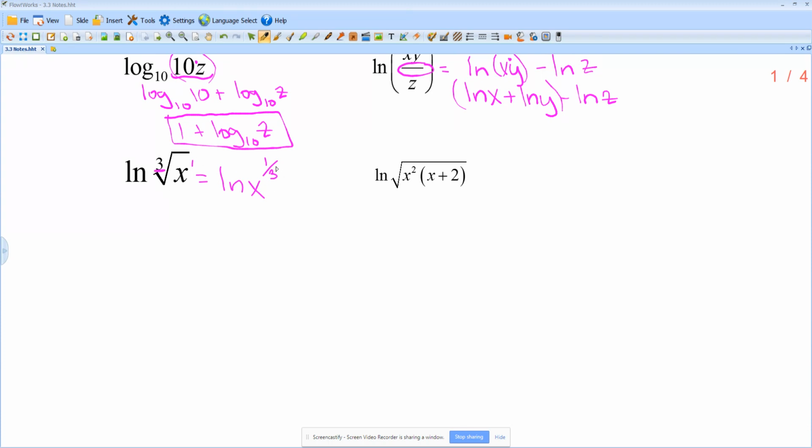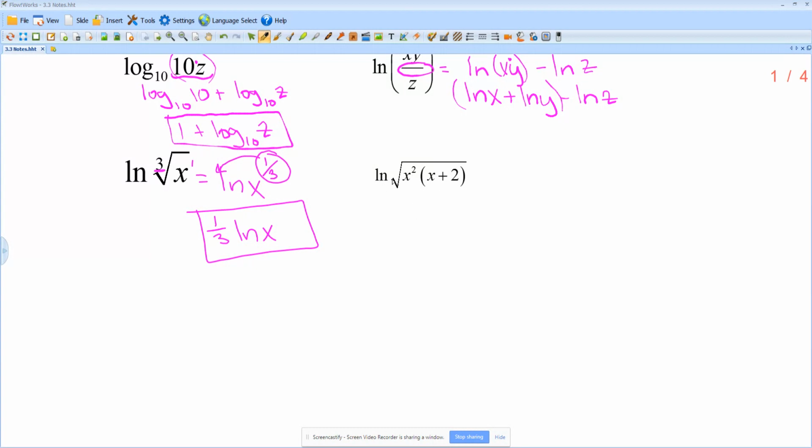Now, using our properties of logarithms, this 1/3 can come down as a multiplier. So this becomes 1/3 natural log x. Nothing I could do with that. I can't split it apart at all. Okay, those were all super easy. So let's do something that's fun.